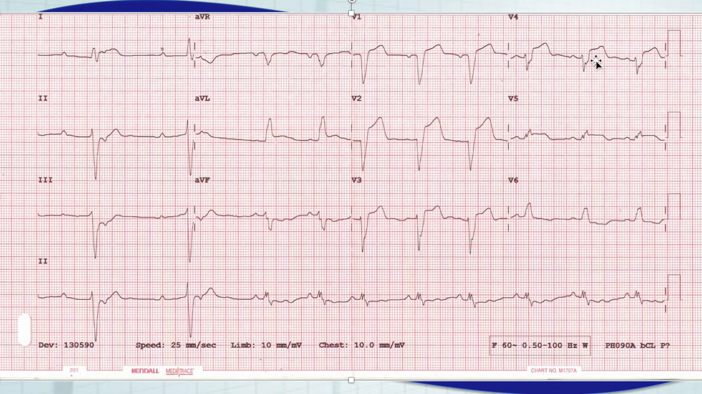But V4 is even more convincing. Now this one doesn't have 5 millimeters of ST segment elevation. Let's say it's got about 3, but the preceding S wave is only about 5. So that's more than 50% the size of that preceding S wave. That's highly indicative of a myocardial infarction. I hope I'm not confusing you too much.